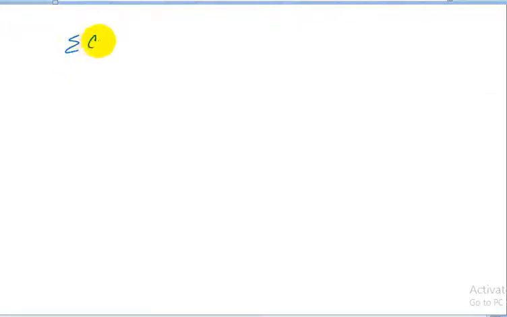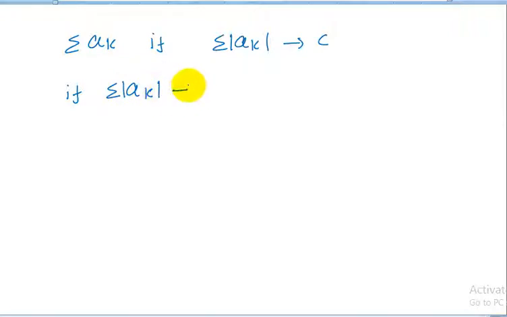An infinite series summation a_k is said to converge absolutely if summation |a_k| converges. And remember, if a series is absolutely convergent, if summation |a_k| converges, then the original series summation a_k also converges.